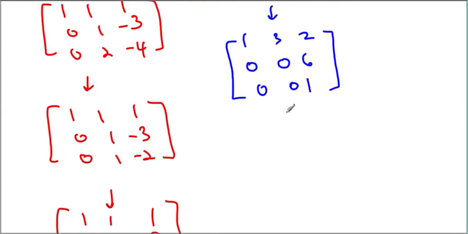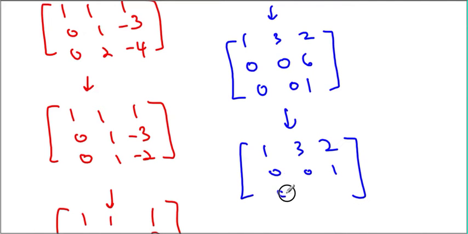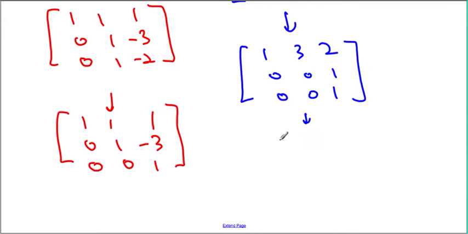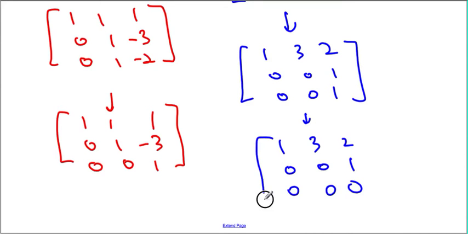So what I can do is divide this one by 6, and then I'll be getting 1, 3, 2. I get 0, 0, 1 and 0, 0, 1. So the second one minus the third one, we get 1, 3, 2, 0, 0, 1, and 0, 0, 0. And that's how we can get it.